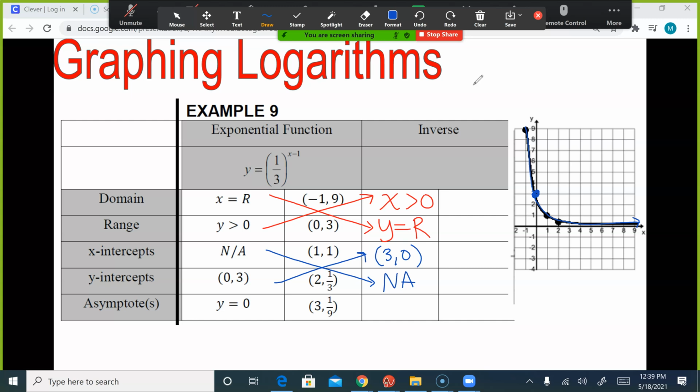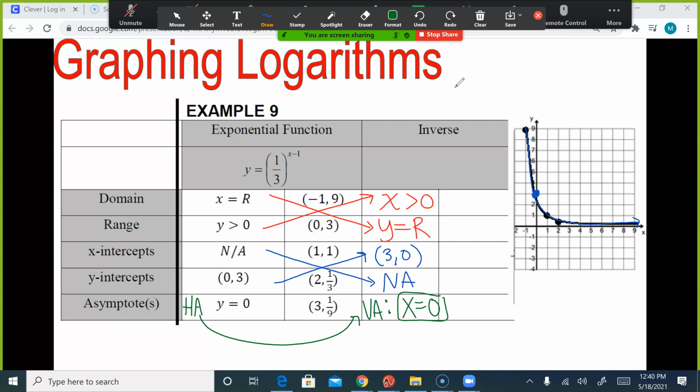And then for the asymptote, this one had a horizontal asymptote at 0. That's where the graph flattens out. When I switch it around, this becomes a vertical asymptote, and I type it in as x equals 0. So again, you're going to type in the x equals 0 part, not the vertical asymptote part.